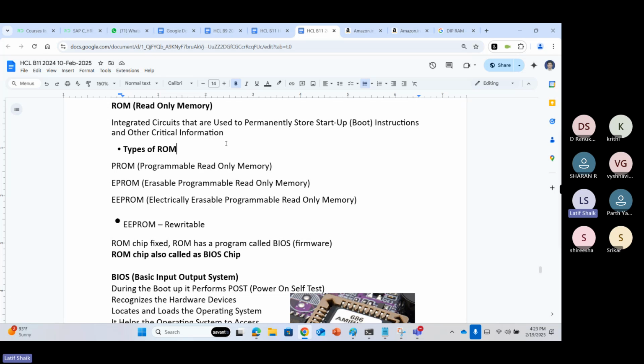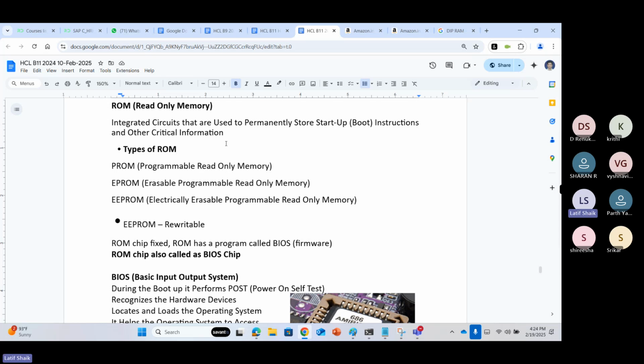Okay. So the ROM chip has a program called the BIOS program. The program name is BIOS. It is nothing but firmware. That's why the ROM chip is also called the BIOS chip. For our computer, we call it a BIOS. Guys, these firmwares will be in every device, in your mobile, your TV, your laptop, your desktop. So all these devices have firmware inside. Maybe the name is BIOS or not, we don't know, but it contains certain firmware.